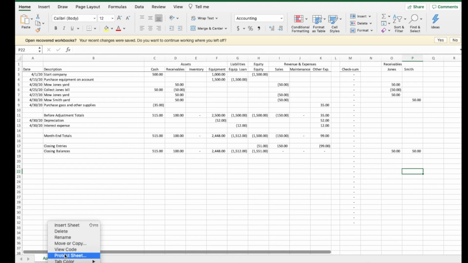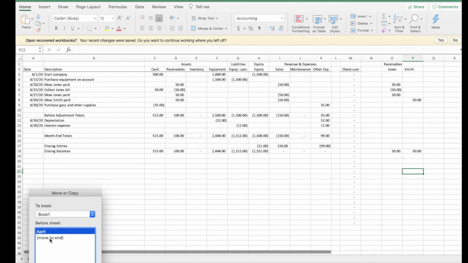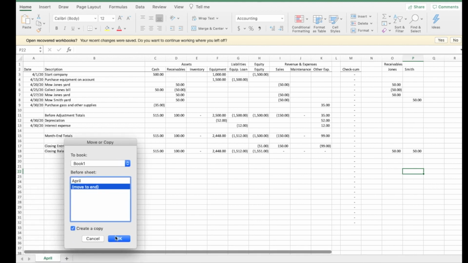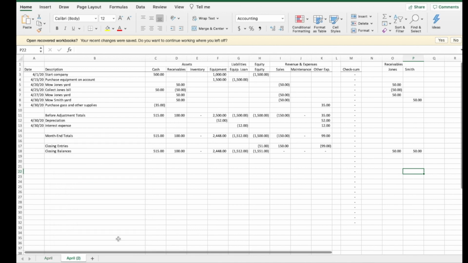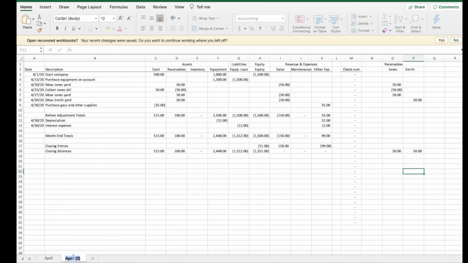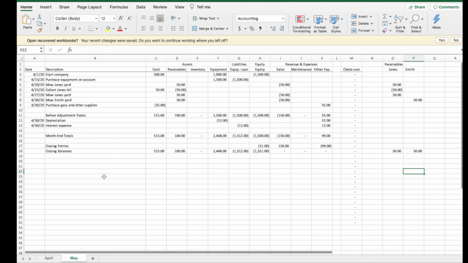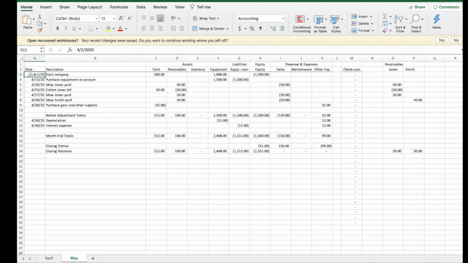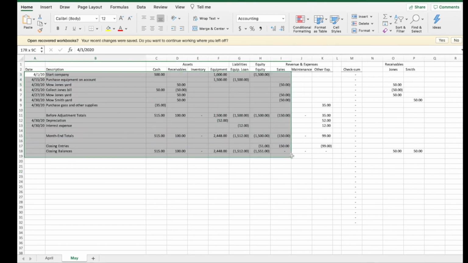But if you're in like the 200 transactions a month, you will probably want to have a separate tab for each month. If you only have, say, 200 transactions in a year, it doesn't make any sense. Just run it by the year, record it as you go. You'll have your year-end totals, and then create a new tab for the next year. So I've now created a tab for May.